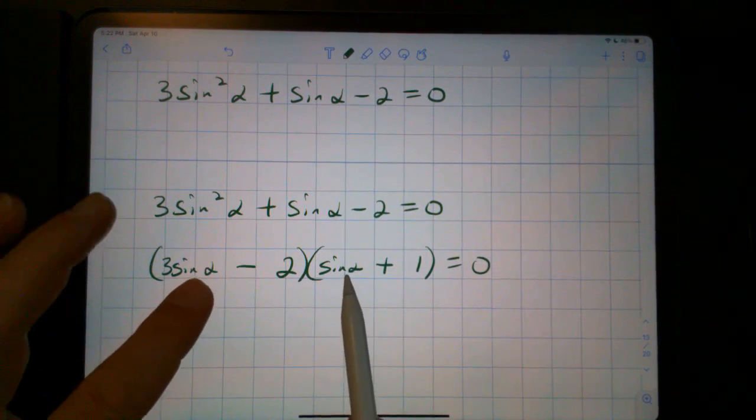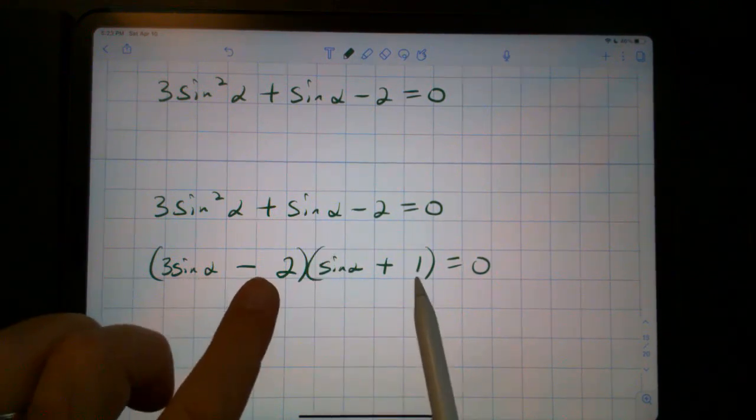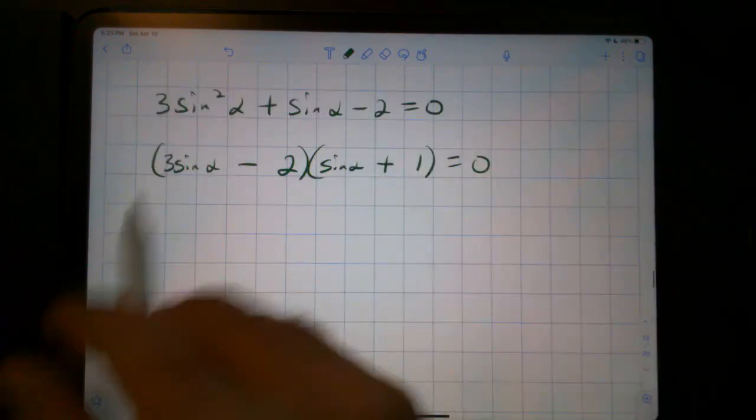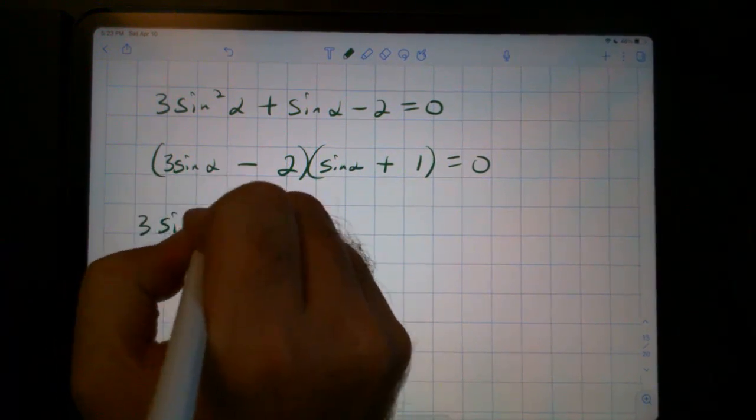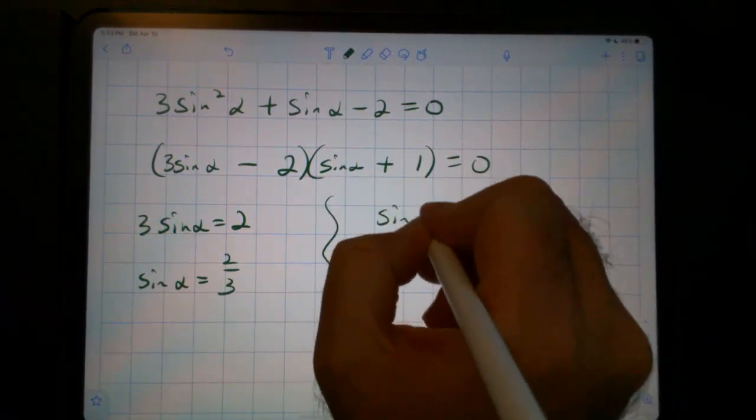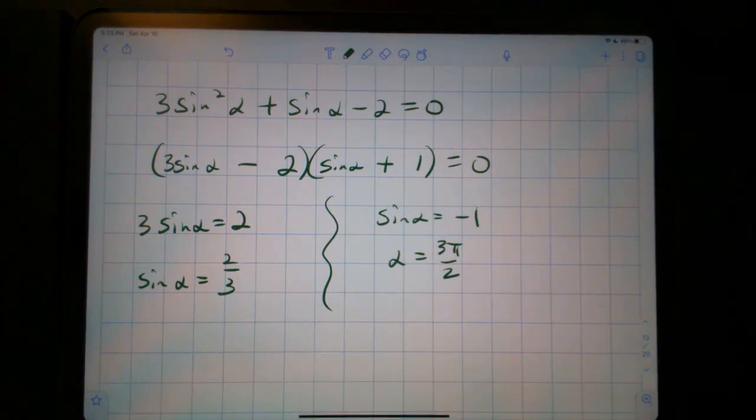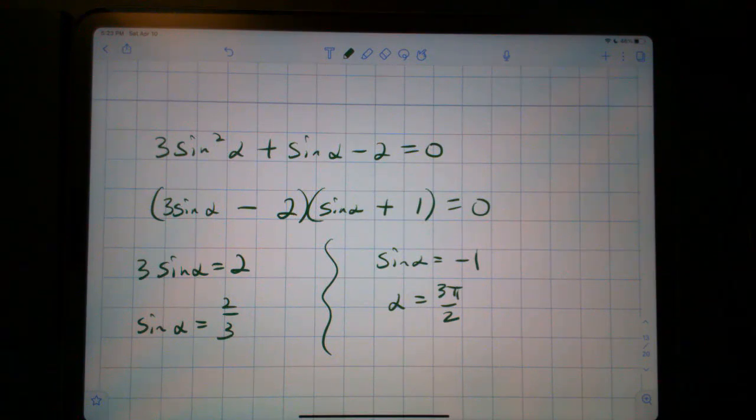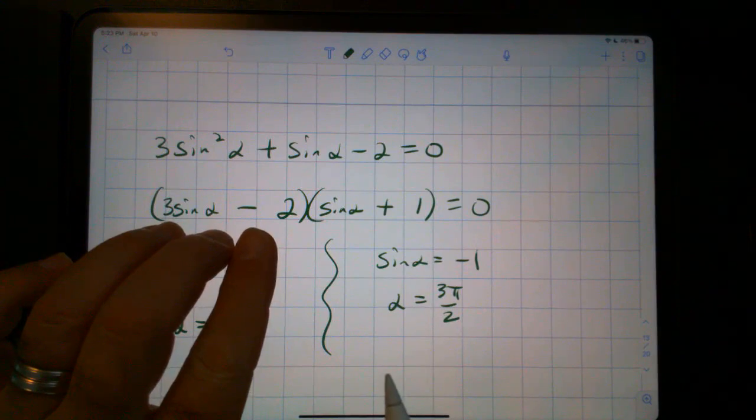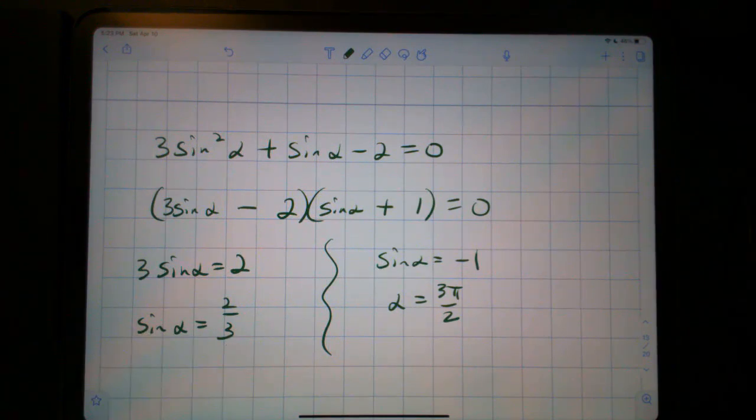So that 3 sine alpha times sine alpha is 3 sine squared alpha. And then this is plus 3 minus 2, gives you a plus 1. And then negative 2 times positive 1 is a negative 2. Okay, set each of these equal to 0. So setting this side equal to 0, 3 sine alpha minus 2 equals 0, add 2 to both sides, divide both sides by 3, and we have an unusual angle. Over here, sine alpha is negative 1. This only happens when alpha is equal to 3 pi over 2 plus 2k pi.